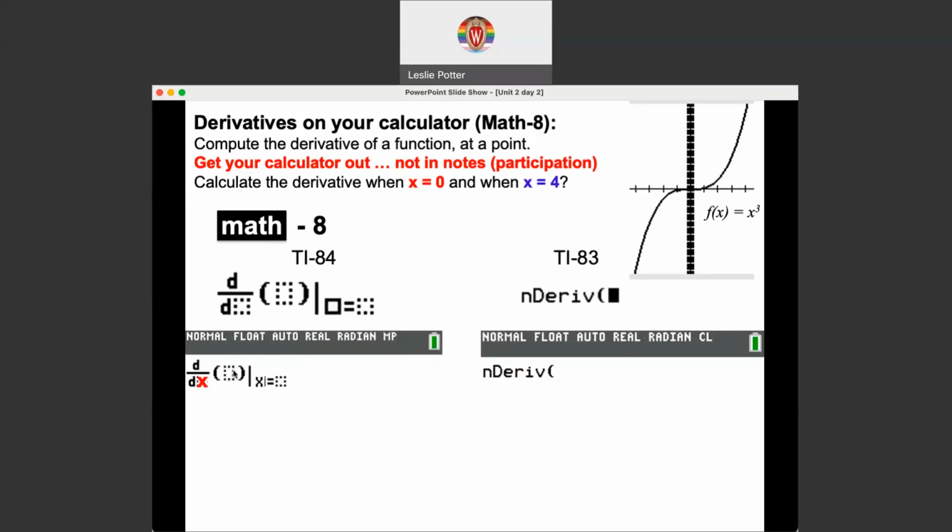Okay, so in this box is where the function goes. So we're going to put X cubed there. And in this box is a numeric value. So in this case, we're going to put 0 first. Okay, and then we're going to hit enter.